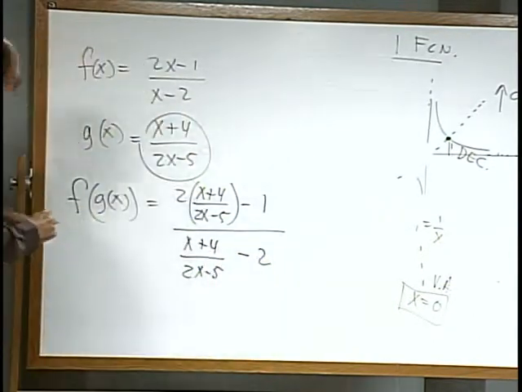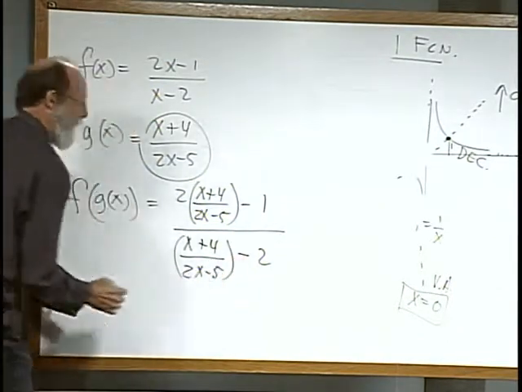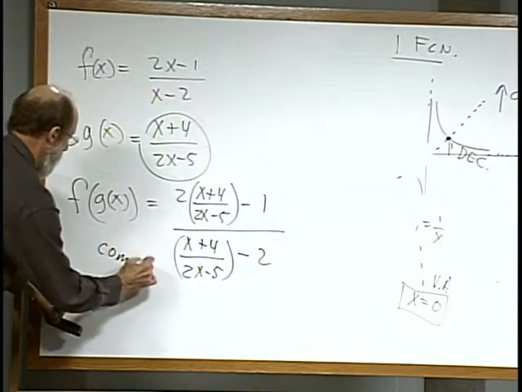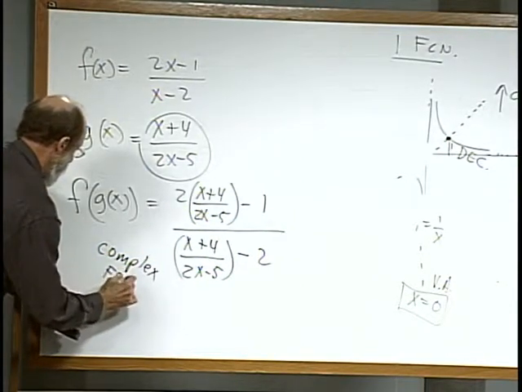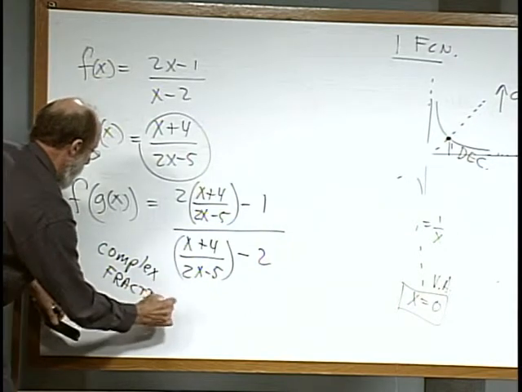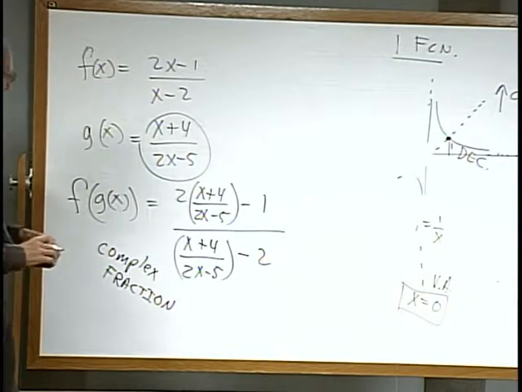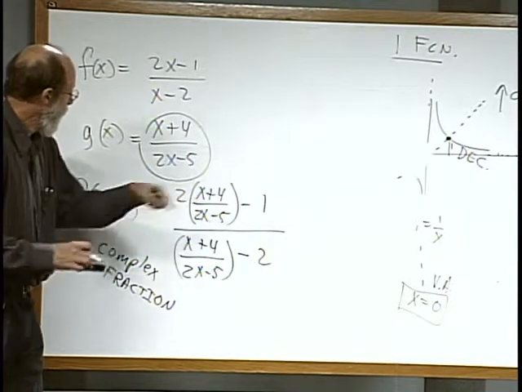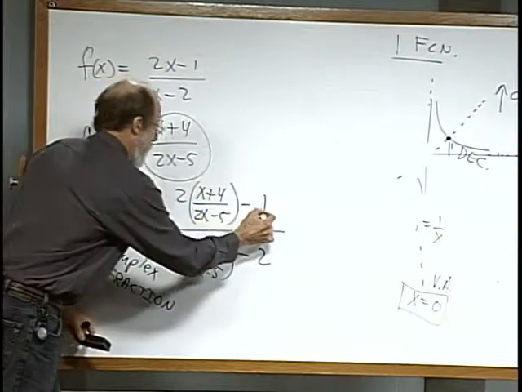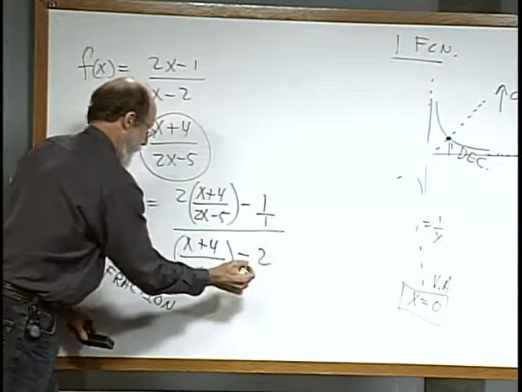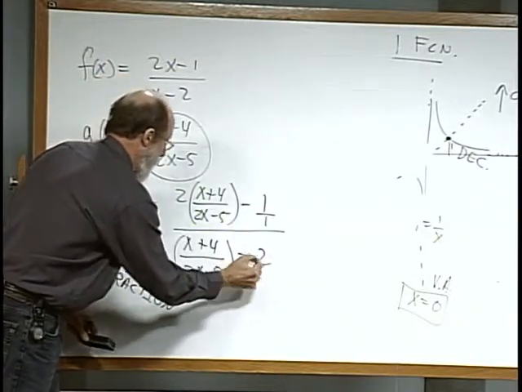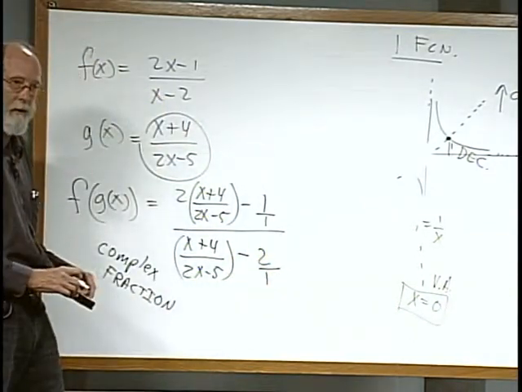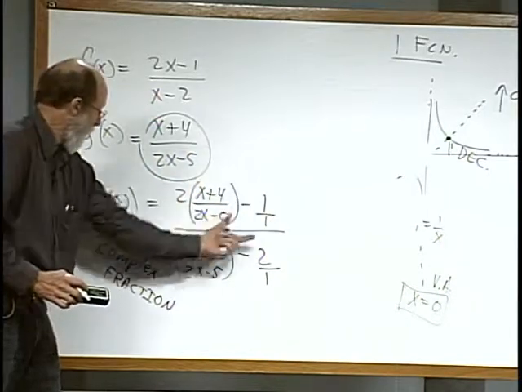Okay. You've seen this stuff before back in intermediate algebra. This is called a complex fraction. There is a fraction here. You could think of the subtracting 1 as a fraction, and you could see down below here, you could think of this subtracting 2 as a fraction as well, right? So think of these as all fractions.